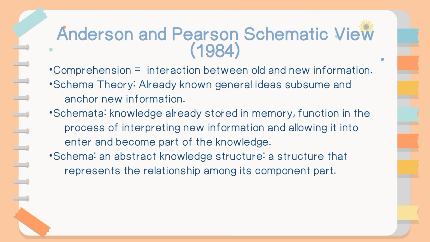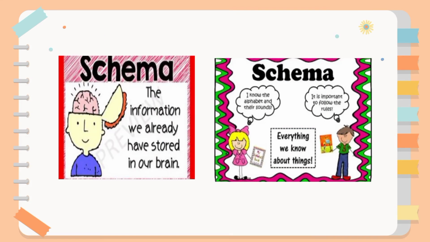So the difference between schemata and schema is that schemata is the plural term of schema. The schema is the information we already have stored in our brain. This means that all information we have in our mind is what we can call schema. So as we read, with the help of schema and the interaction between the old and new information, we can easily comprehend what we are reading.